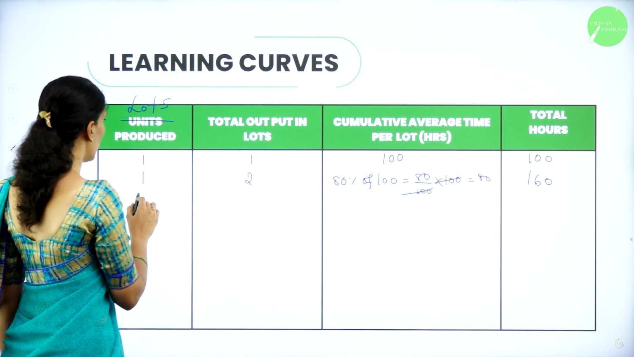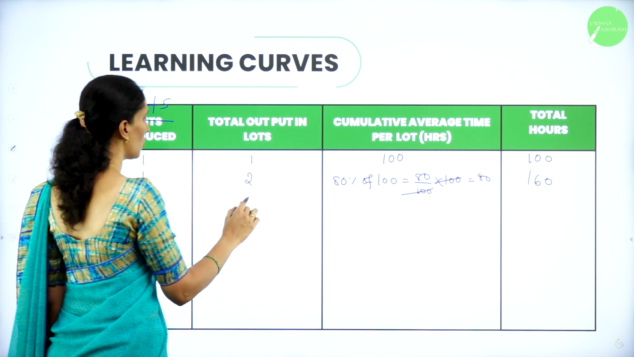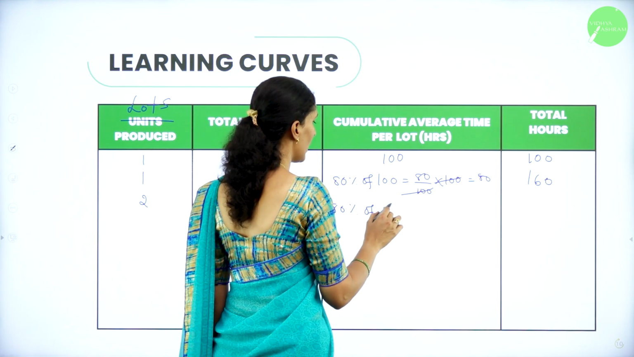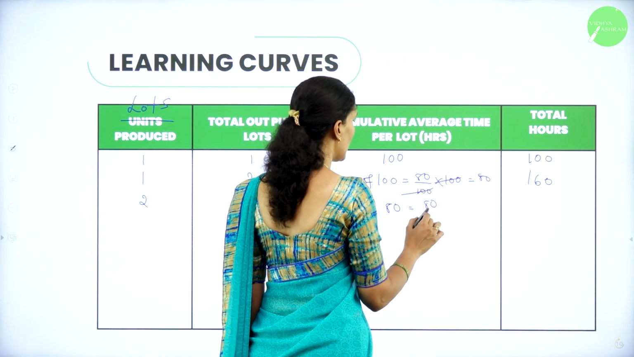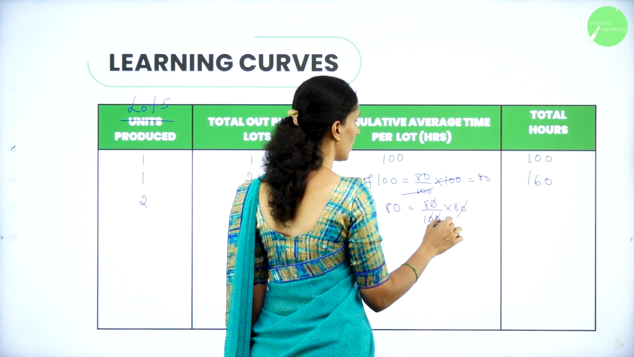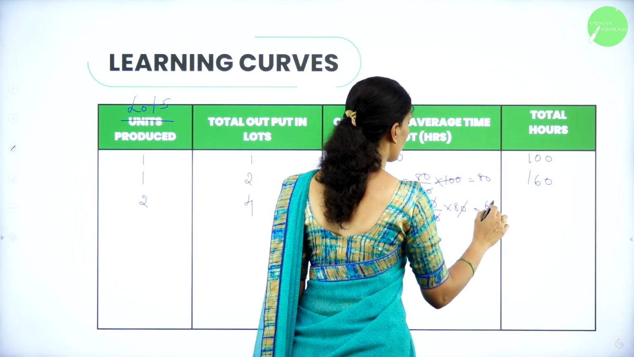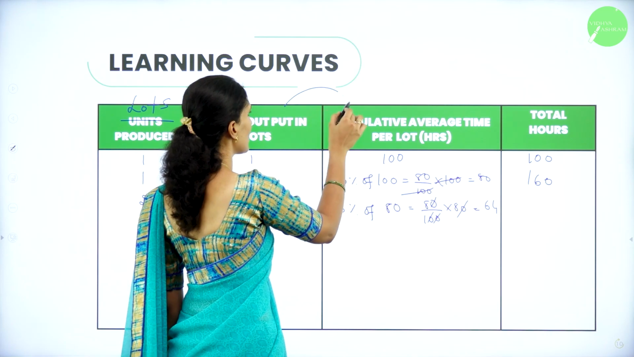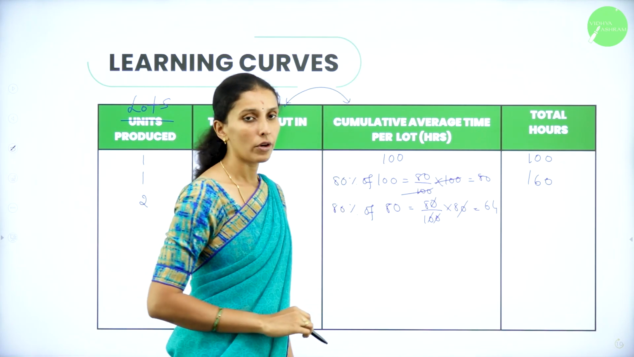Next again, units produced is 2, total output is 4. Again this is 80% of 80, which is 80 by 100 into 80. The zeros get cancelled. 64. Now 64 into 4. Multiply these two columns. 64 into 4.